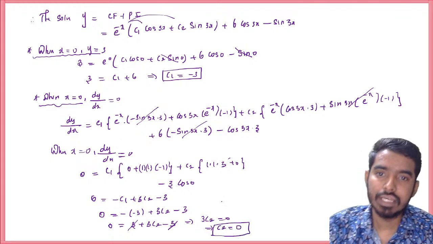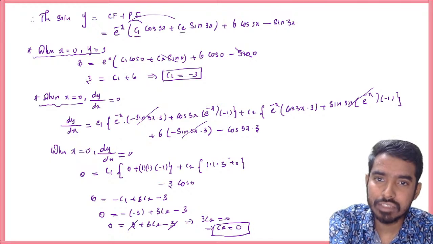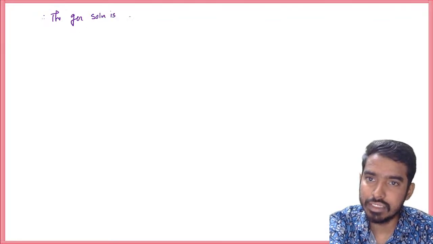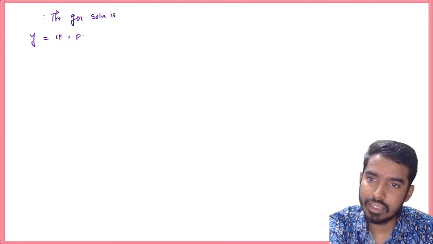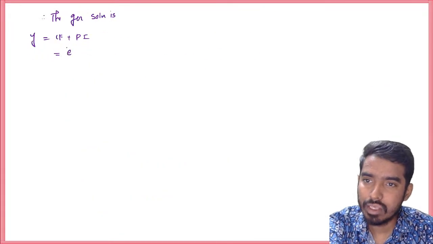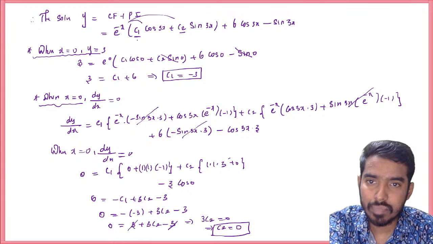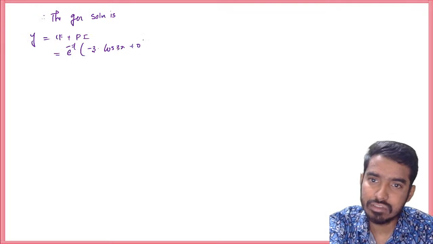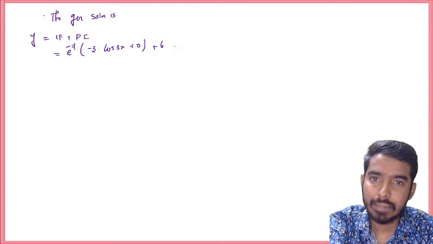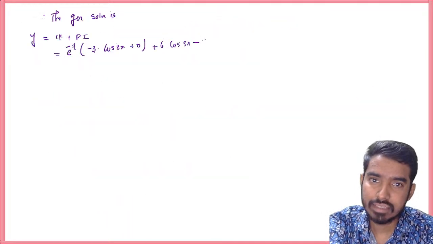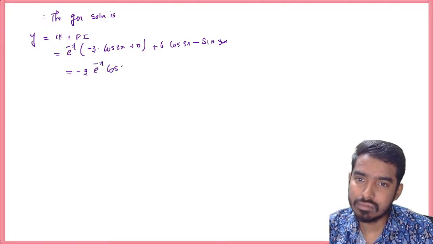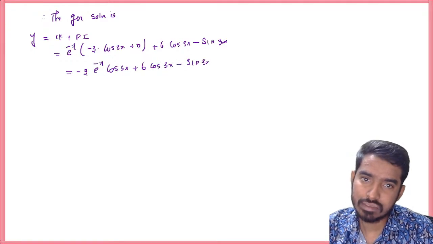C2 is 0. So therefore, the general solution is you substitute the values of C1, C2 here. The general solution is y is equal to CF plus PI that we know. What is CF? e power minus x. So C1 is minus 3, right? So minus 3 times cos 3x plus C2 sin 3x. This will be 0 because C2 is 0, plus 6 times cos 3x minus sin 3x. This is your required solution, right? Minus 3 times e power minus x cos 3x plus 6 times cos 3x minus sin 3x is your required solution.